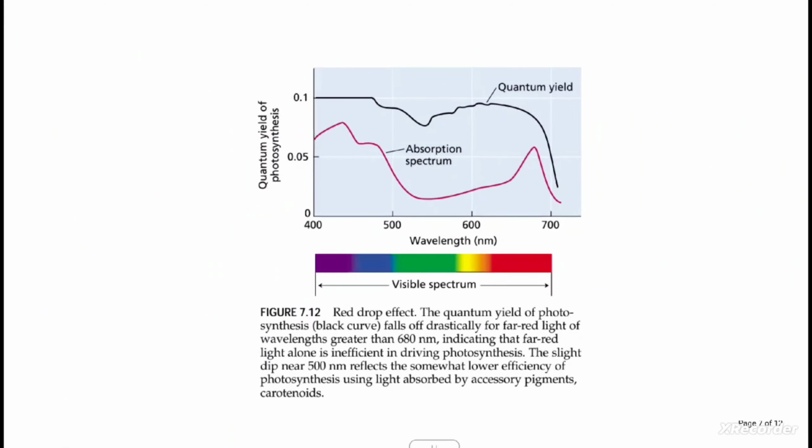So moving further, there came another person. His name was Emerson. Now this Emerson showed you something called the red drop effect. He did this by taking into consideration something called quantum yield. Now what I mean by quantum yield is how much oxygen is evolved per photons that are used up or absorbed.